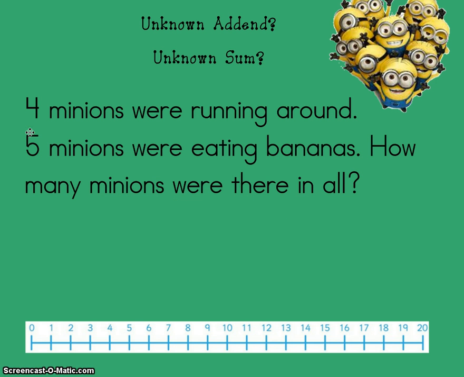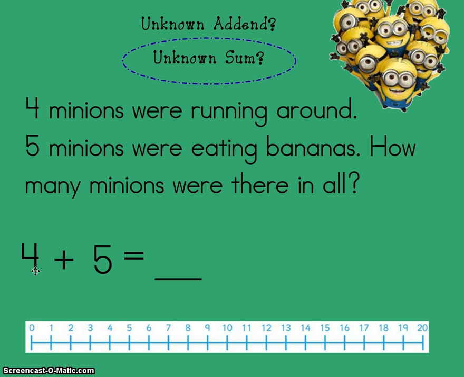Let me think about that again. 4 minions were running around. 5 minions were eating bananas. How many minions were there in all? If it's asking me to figure out how many in all, it must be asking me to figure out the sum. So this problem should be super easy for you. It will be 4 minions plus 5 minions equals, and I have to find the sum.